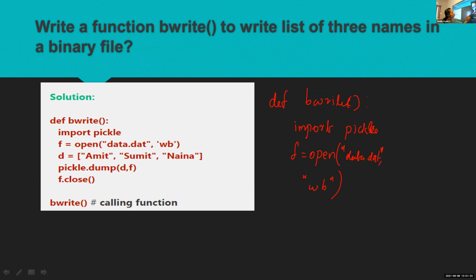Why are we using this .dat, Aryan? Data.dat. Why this .dat? What is it? WB is in single quotes. Right? Yes, it is in single quotes.